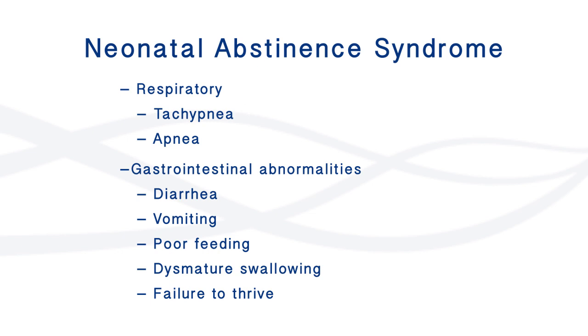The babies frequently are breathing very quickly and sometimes have periods of prolonged apnea. There are gastrointestinal abnormalities with a lot of diarrhea, vomiting, poor feeding, difficulty swallowing and especially coordinating the suck and swallow. And all of this, of course, means that the baby is expending far more calories than he can take in, so that you see high rates of failure to thrive.